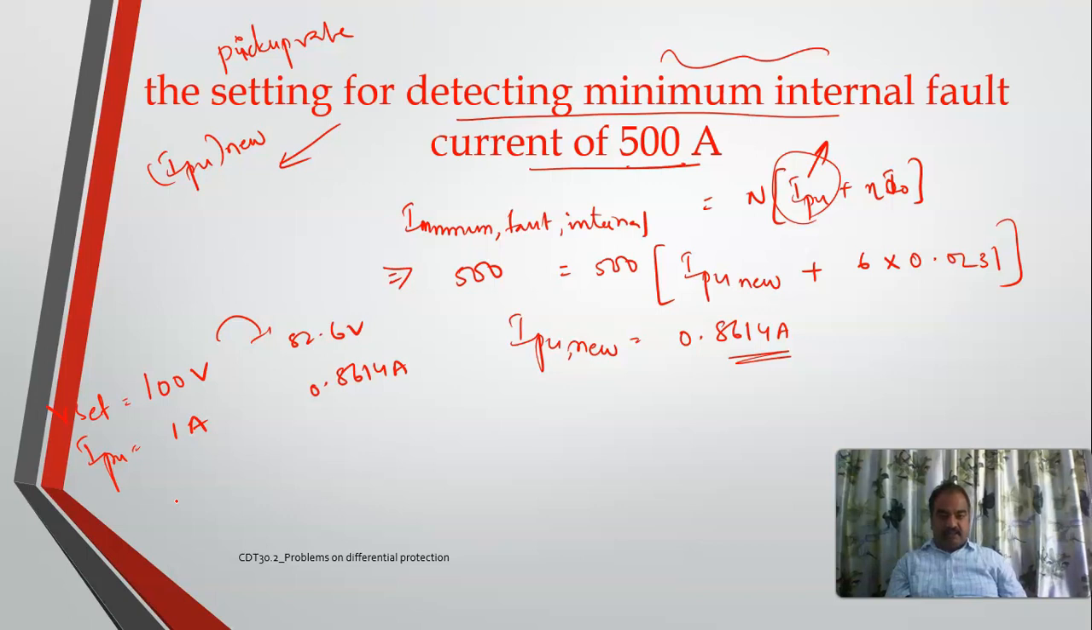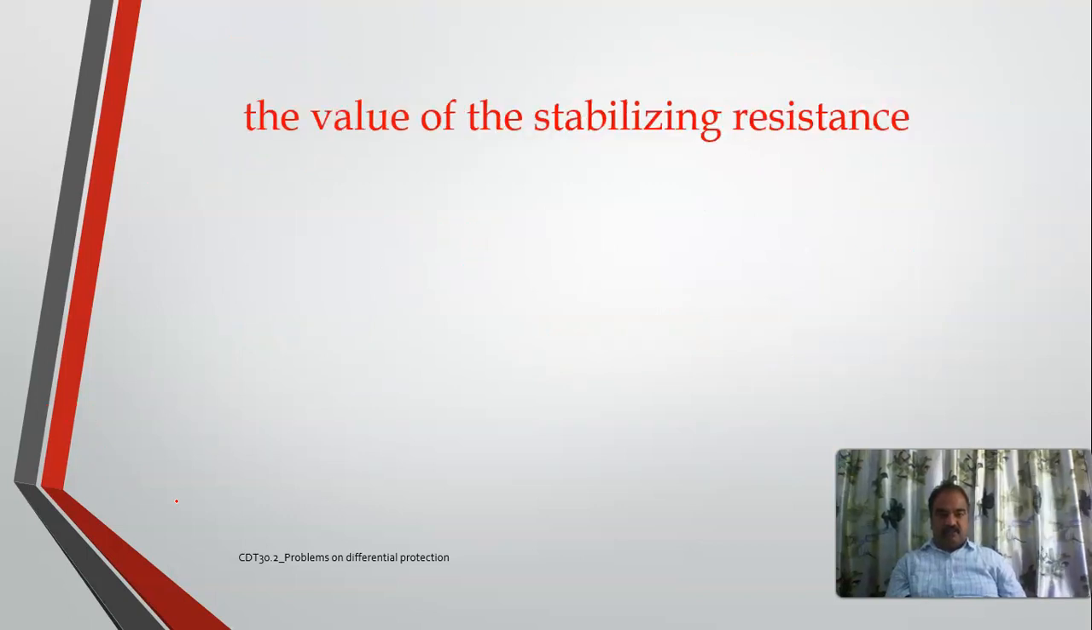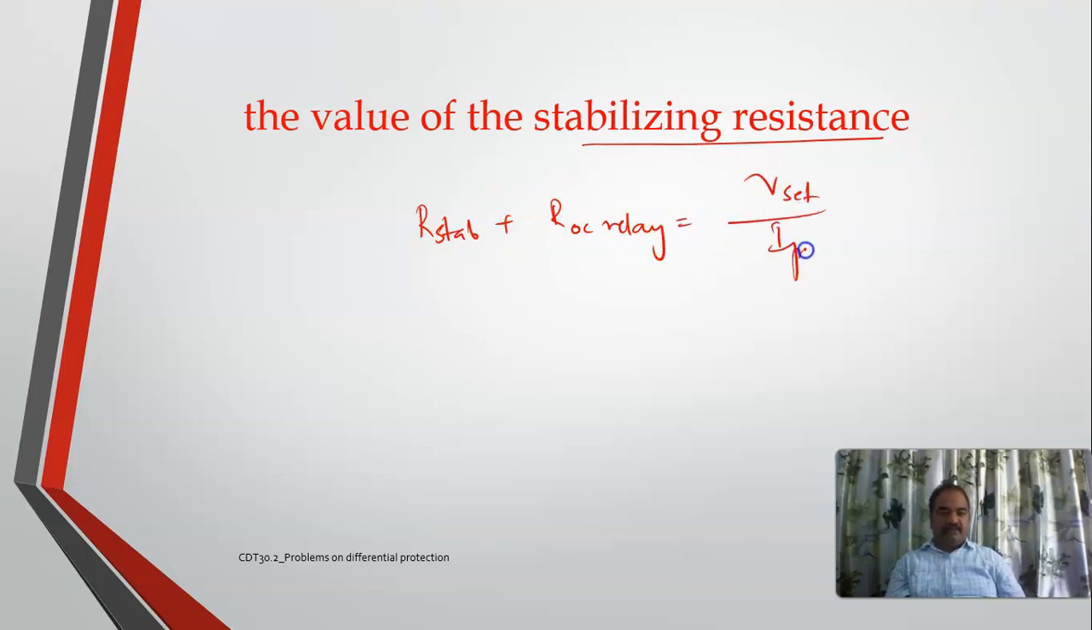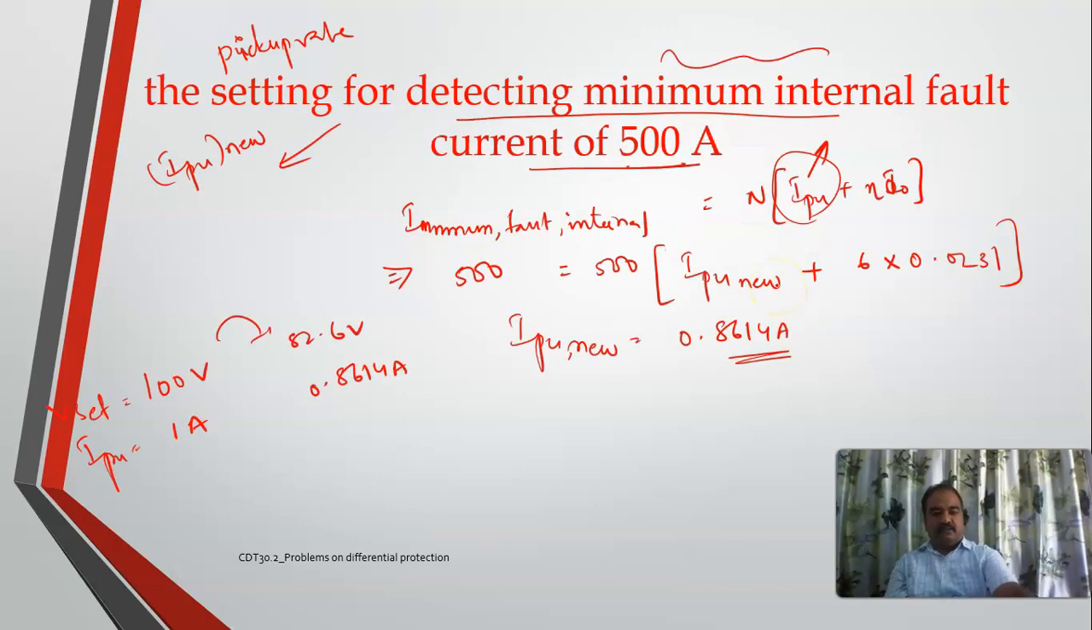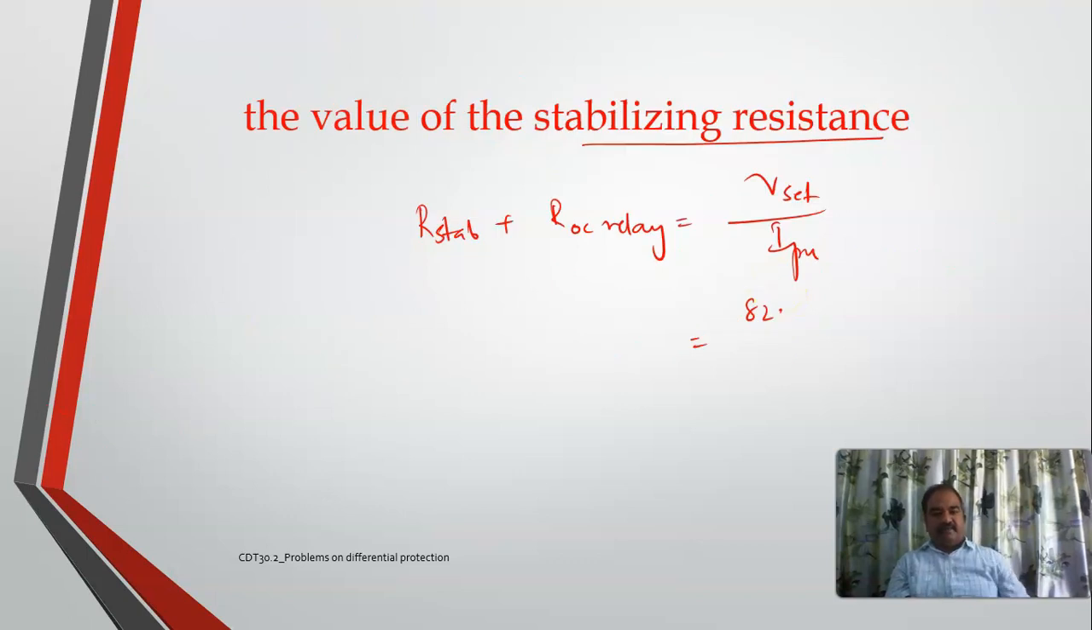And next, I think there is one more question. The value of the stabilizing resistance. You know the value of stabilizing resistance, R stabilizing plus R relay must be equal to V set by I pickup value. You have got this one. This is 82.6 by 0.8, right? That's 0.861.